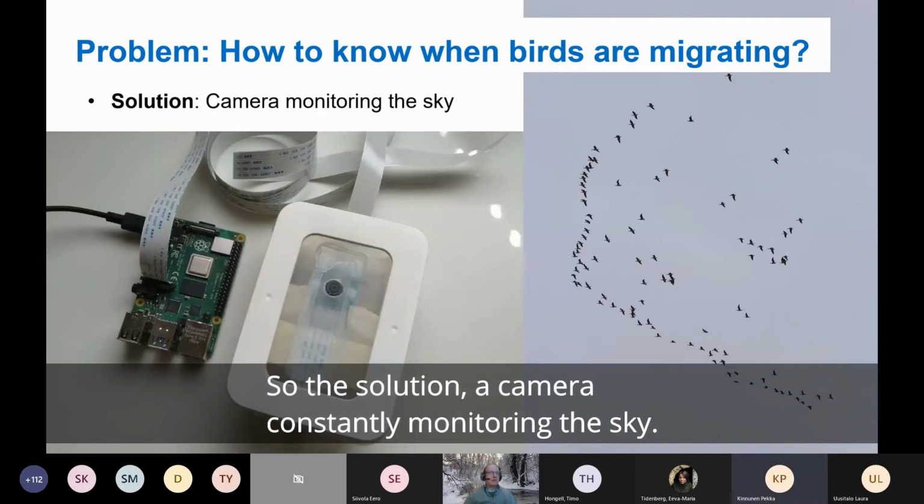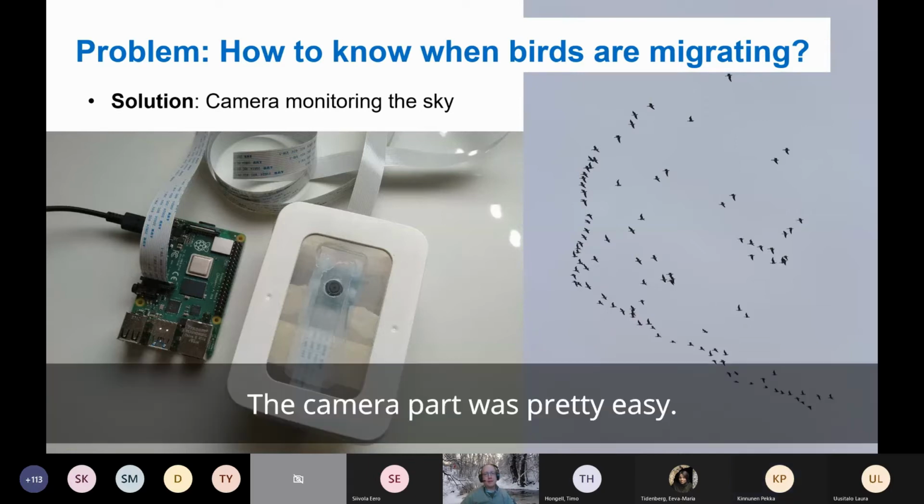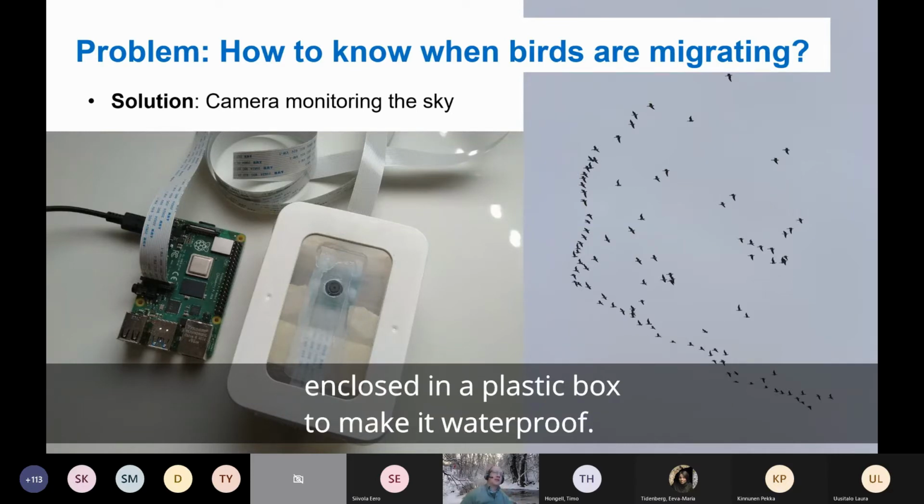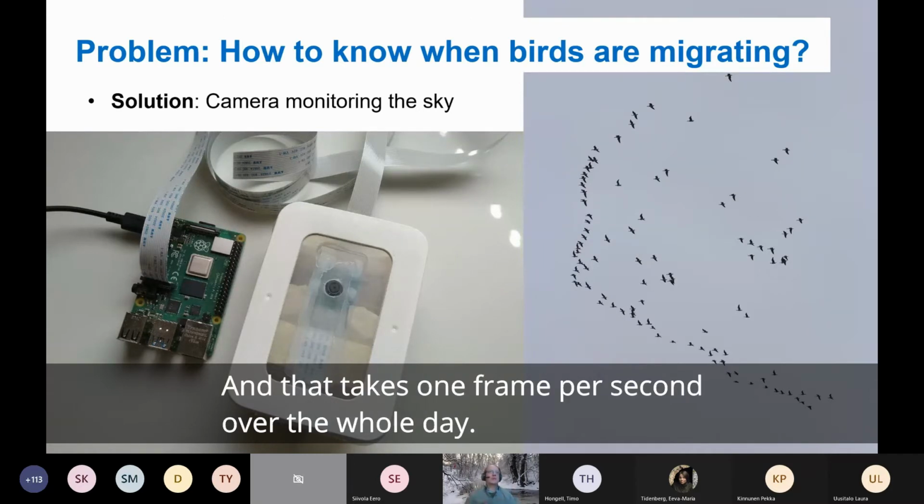So the solution: a camera constantly monitoring the sky. The camera part was pretty easy. This is a Raspberry Pi computer with the Raspberry Pi camera module enclosed in a plastic box to make it waterproof, and that takes 1 frame per second the whole day.